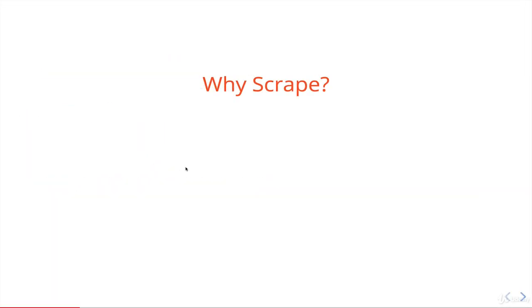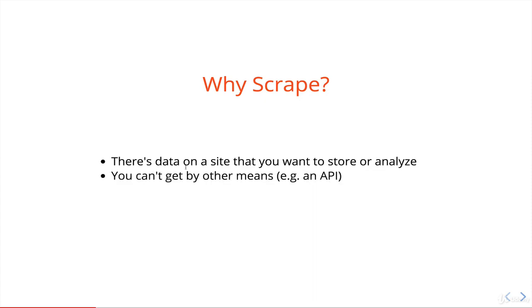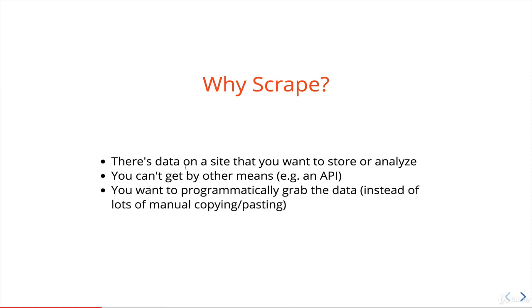So to wrap that up, you want data from a web page. You want to analyze it. You want to store it. Maybe you want to steal it. This is, like I said, the ethical part. And you can't get it otherwise. There is no API. There's no CSV file download. You can't download a database containing all the information. If that's the case, you can scrape to get the data.